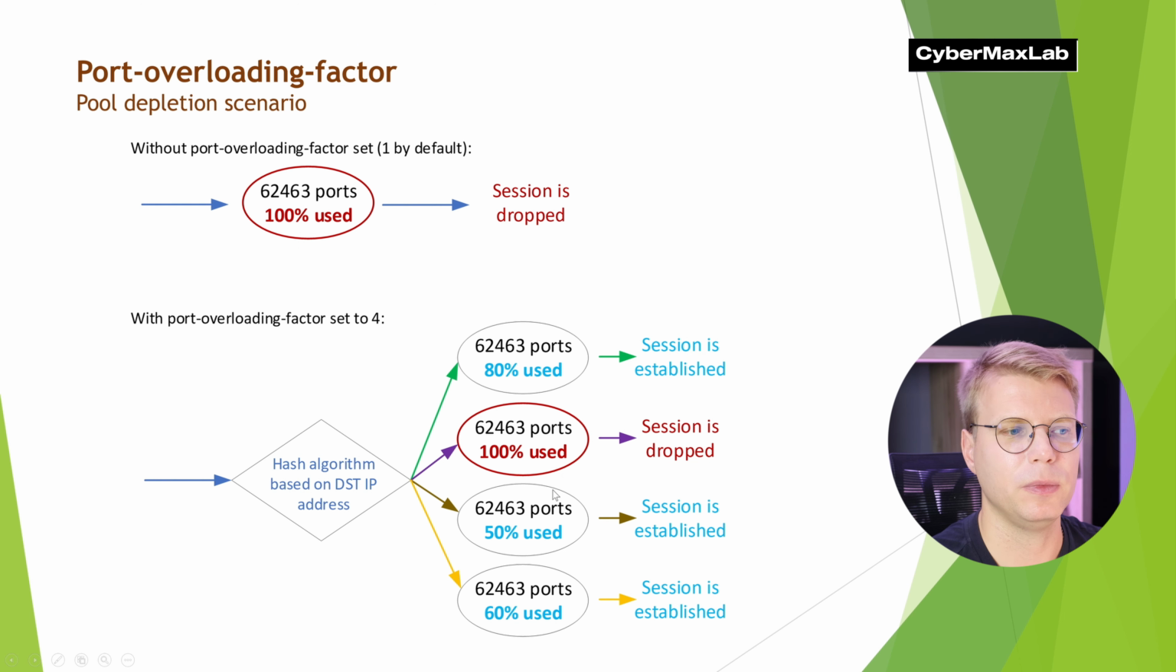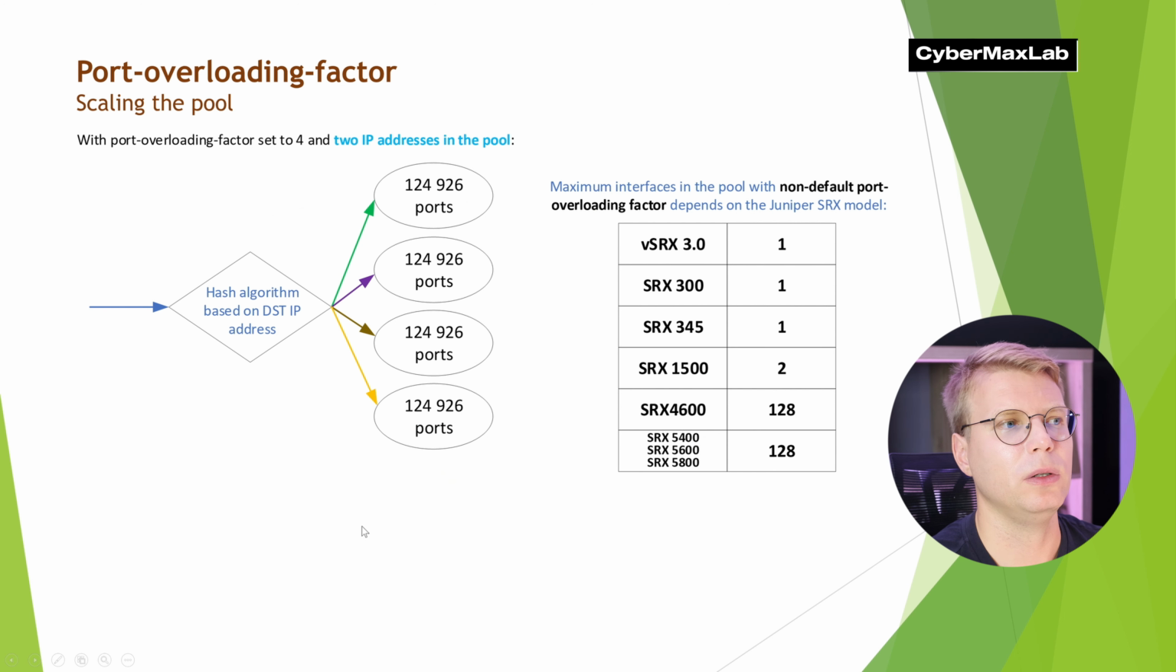So how can we scale it? Basically what can be done, if you increase the pool size to 2 addresses from 1, you increase the available port density 2 times, up to 124,000. And the increase will be in every subpool, which is great. But there is a catch.